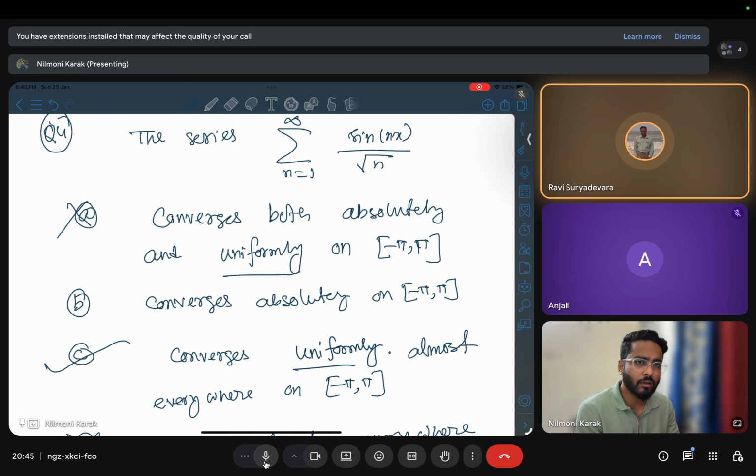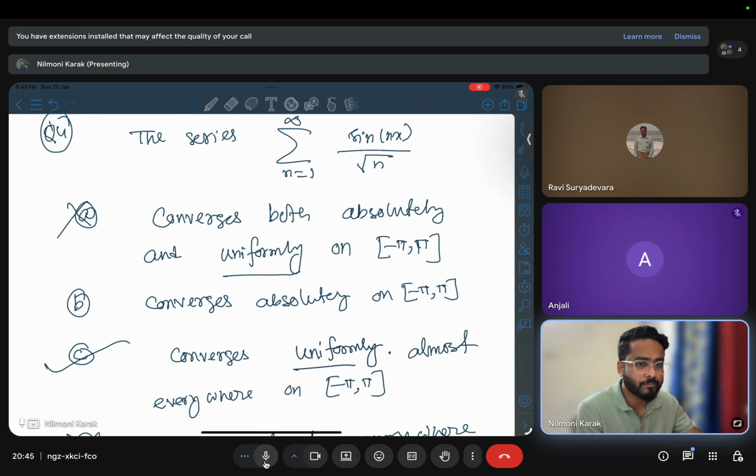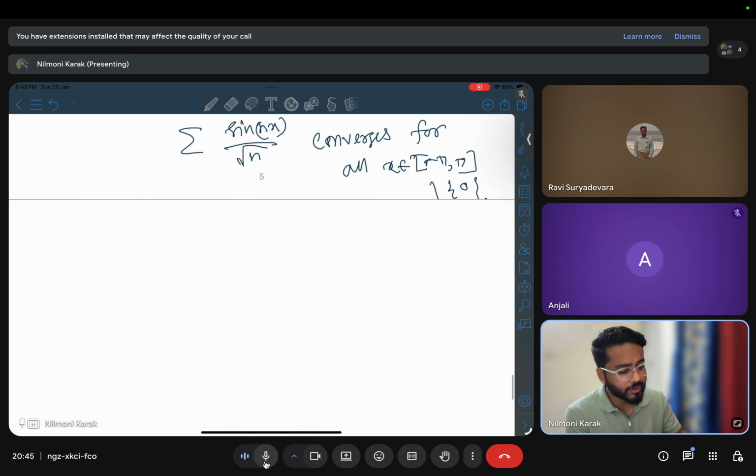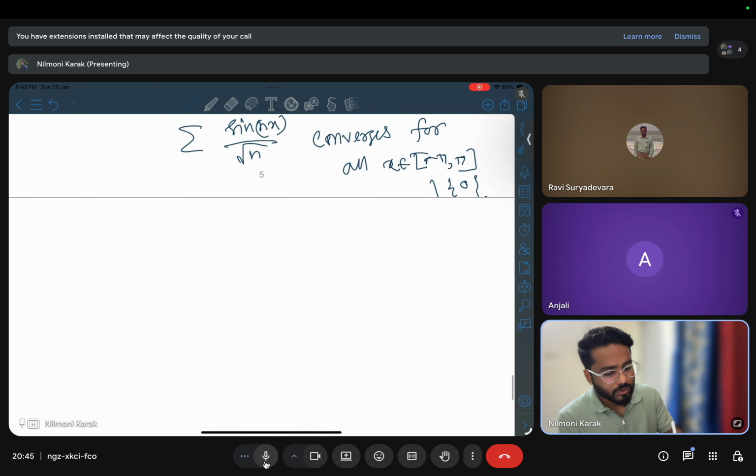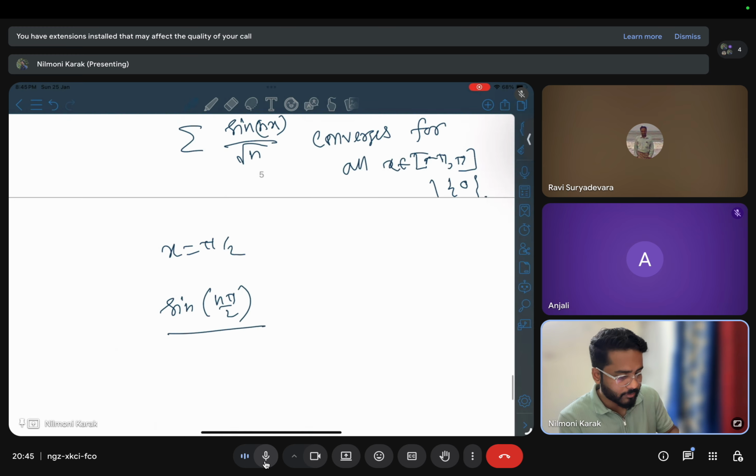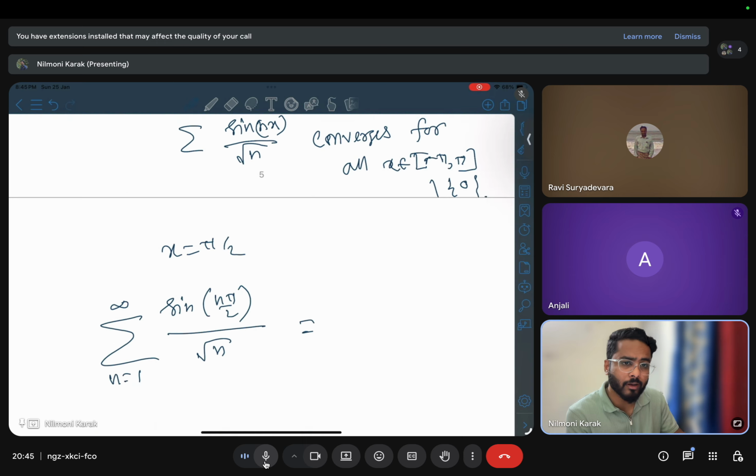See, n pi, no, not always zero. n pi means, sin pi is zero. sin n pi is zero. Sorry, x equals to pi by 2, then you are getting n pi by 2 divided by root n, sum n equals to 1. So sin n pi by 2 is minus 1 to the power n, right?